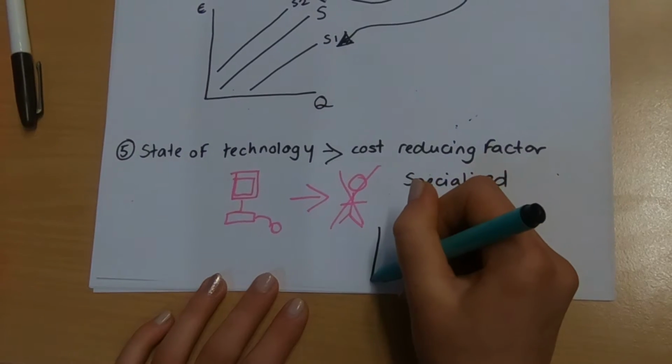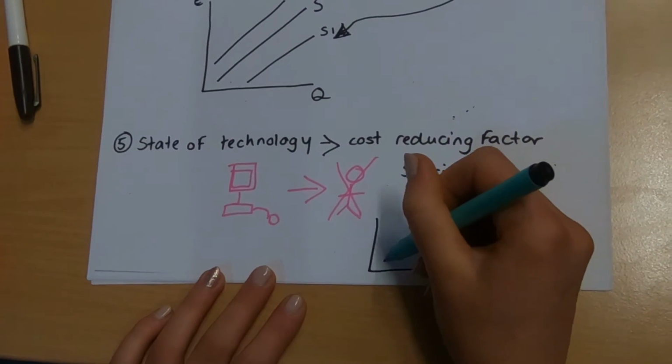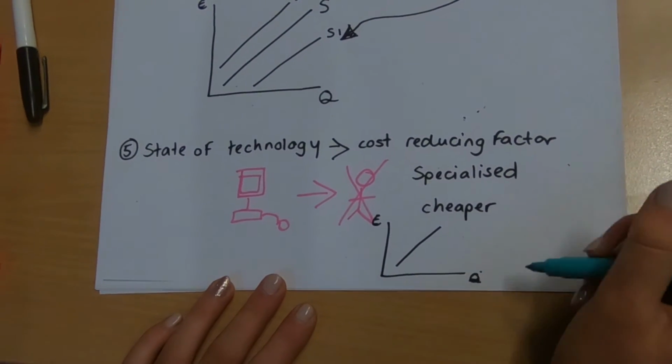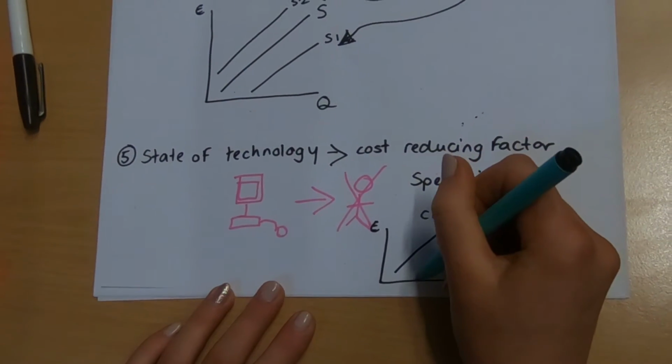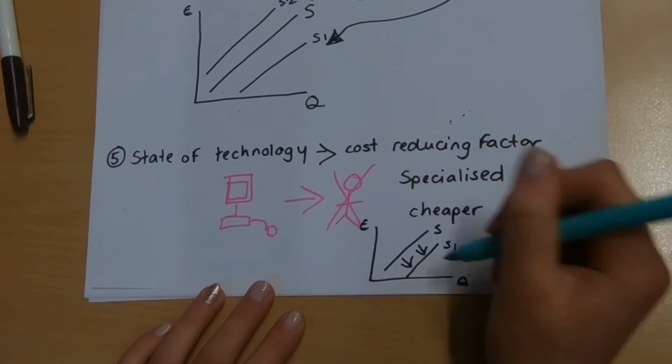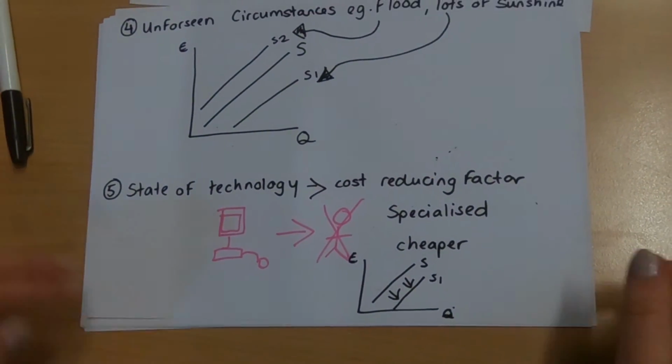This causes an increase in the quantity supplied, as firms will be more encouraged to produce goods and services.